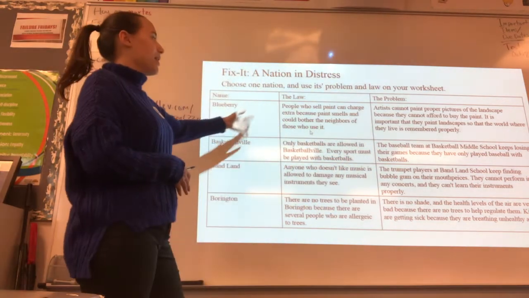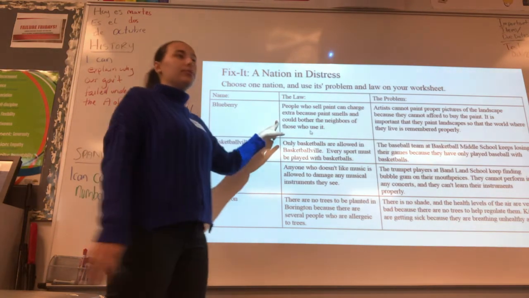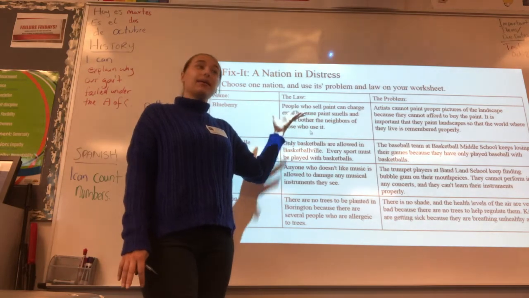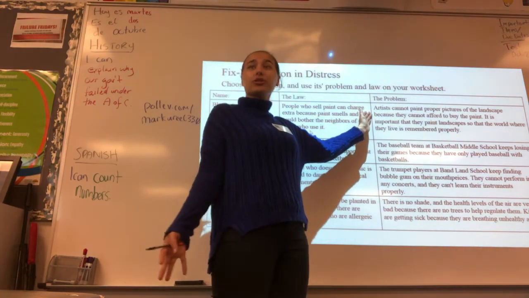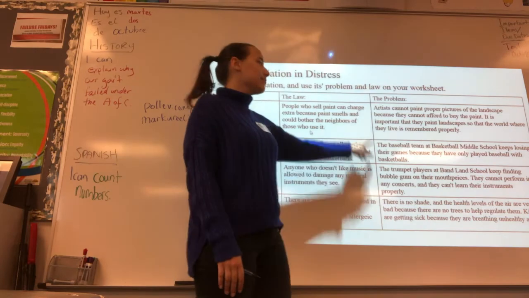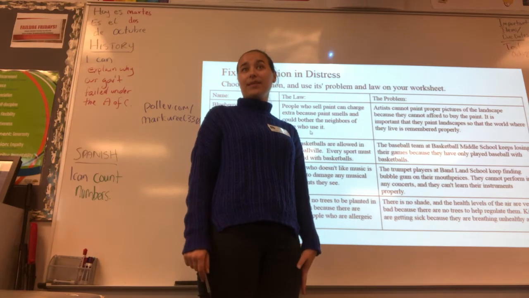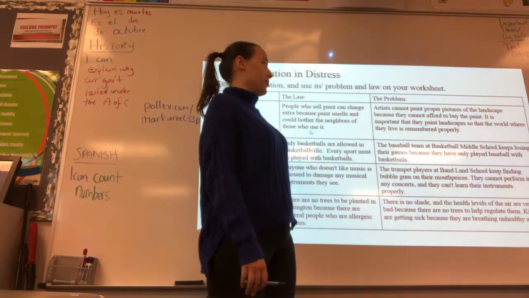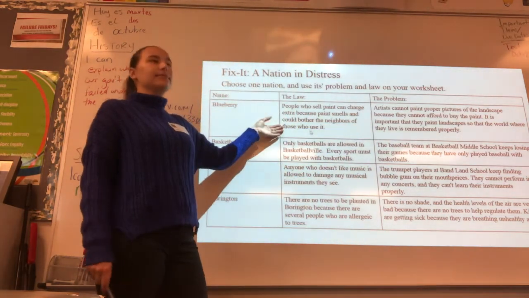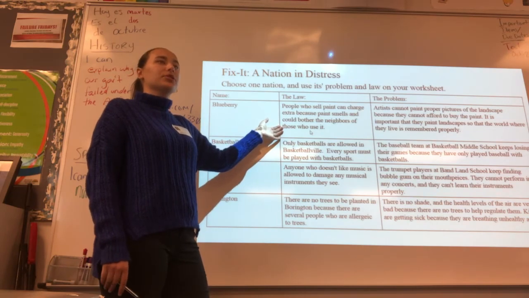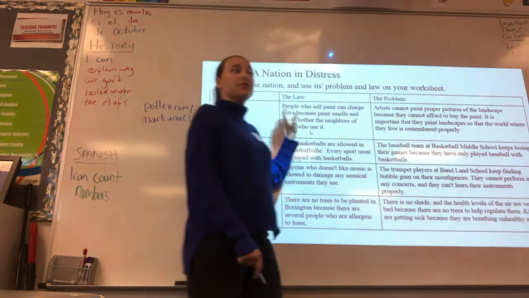So in Blueberry, people who sell paint can charge extra because paint smells and could bother the people who buy the paint, okay? That's kind of silly, but it's my made-up law. The problem is artists can't paint pictures because they can't afford the paint. And it's important that they be able to paint pictures so that they can remember how the wonderful landscape around them looks. It's kind of silly, but it's a problem for these people. How would you change this law to fix this? You can't say, I would make the paint super cheap, because that doesn't fix the smell problem. So how would you change this law to fix this?